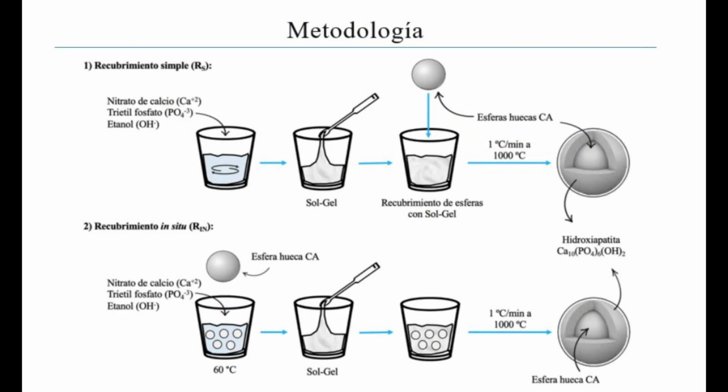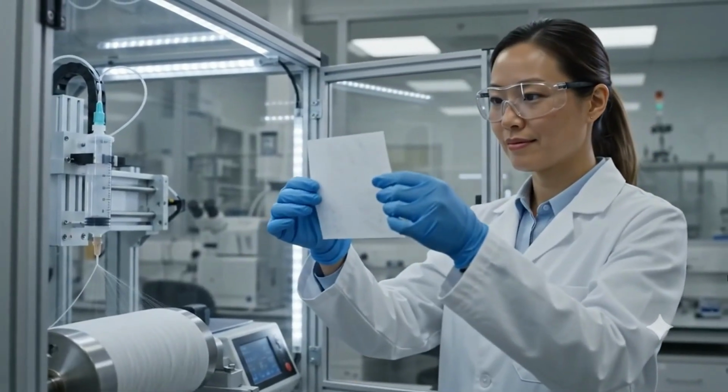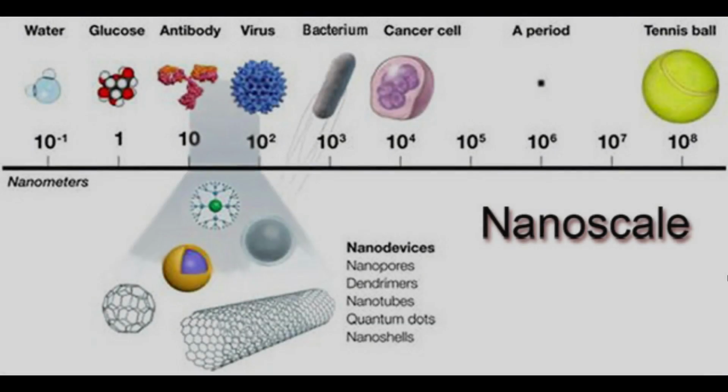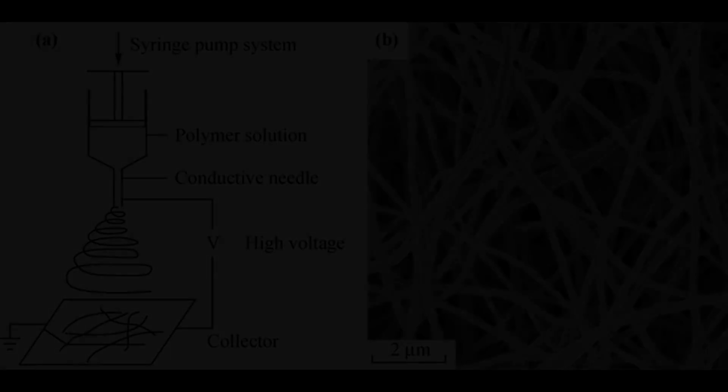To translate this molecular network into a physical structure, we utilize electrospinning. Electrospinning is a versatile technique used to fabricate continuous fibers with diameters ranging from micrometers down to the nanometer scale. By applying a high-voltage electric field, a polymer solution is stretched from a needle, forming ultrafine fibers that are collected as a porous, non-woven membrane.